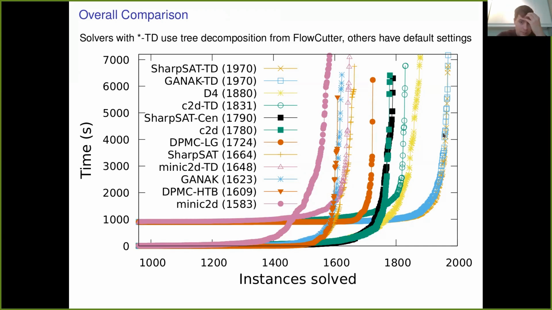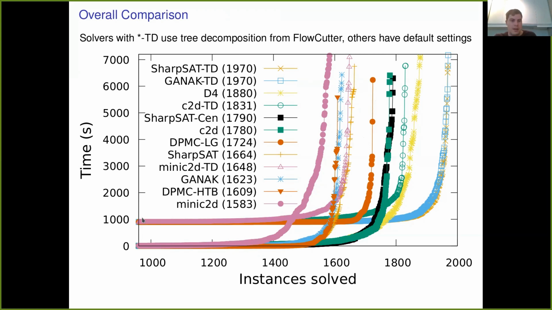Then there is D4 and a lot of other model counters, and also here we have C2D-TD and miniC2D-TD. C2D and miniC2D by default use some tree decomposition, but you can also give a tree decomposition to them to use. So here we use the same tree decomposition that we use for SharpSAT-TD also for C2D and miniC2D, and we see that their performance improves a bit, but not to the level of SharpSAT-TD. SharpSAT-TD solves more than 90 instances more than the other counters.